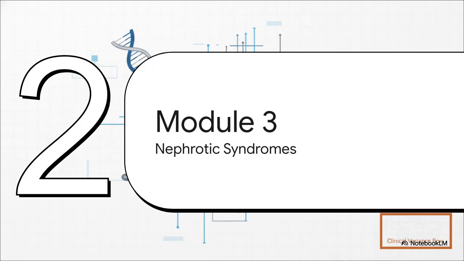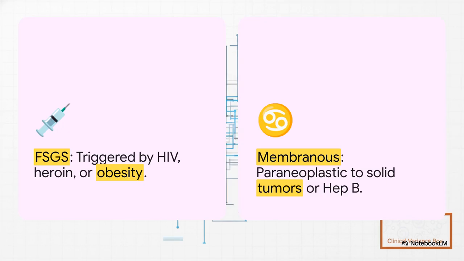Module 3, Nephrotic Syndrome and Neoplastic Triggers. Here we must differentiate two major adult proteinuric states. First, focal segmental glomerulosclerosis, or FSGS. You've got to emphasize the distinct secondary viral and toxin triggers precipitating this massive proteinuria, strictly defined as greater than 3.5 grams a day. Look for uncontrolled HIV infection, chronic heroin use, and massive obesity.